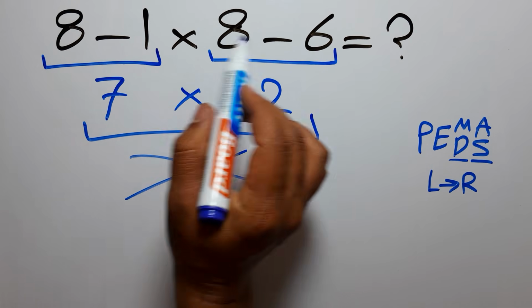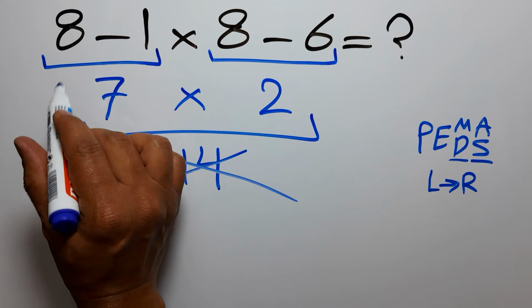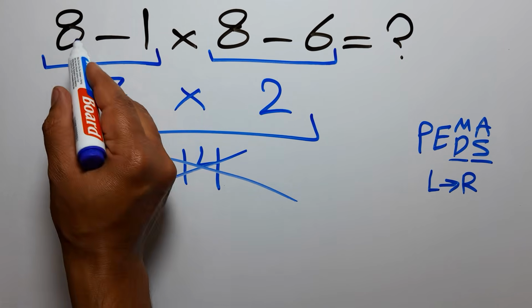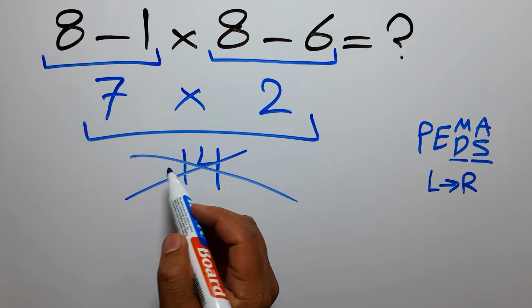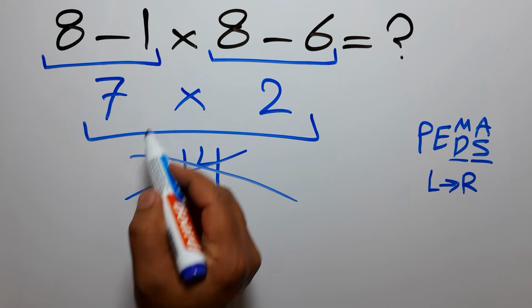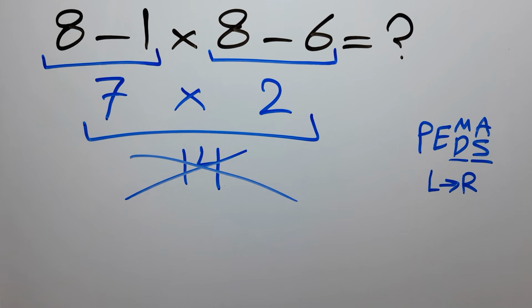And when we have more than 1 subtraction in an expression, we have to work from left to right. So therefore, first we have to do this multiplication, then this subtraction, and finally this subtraction. If we do this subtraction or this subtraction before this multiplication, it is wrong.